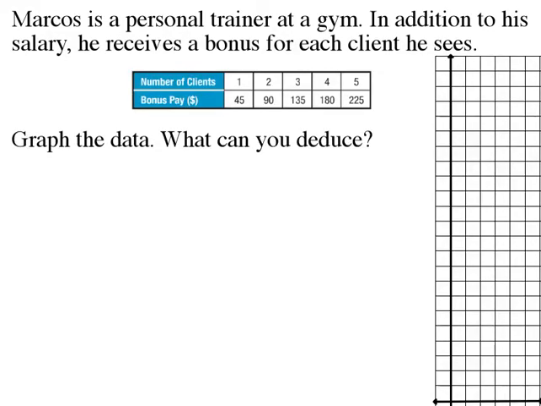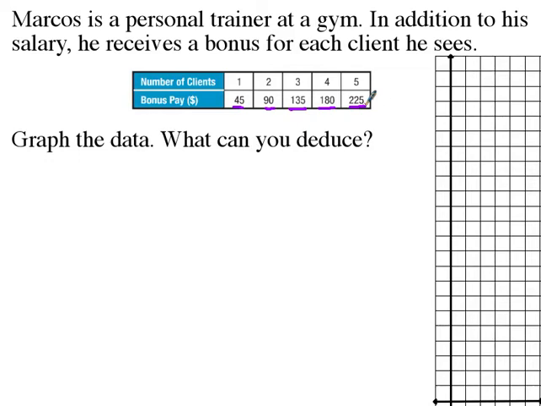So let's look at that very first slide. It said Marcos is a personal trainer at a gym. In addition to a salary, he receives a bonus for each client he sees. Graph the data. What can you deduce? Now if you notice here, obviously I had to make this a pretty tall graph. So what do you think we should go by in terms of tick marks on the y-axis? Just look at our values here. I've got 45, 90, 135, 180, and 225.